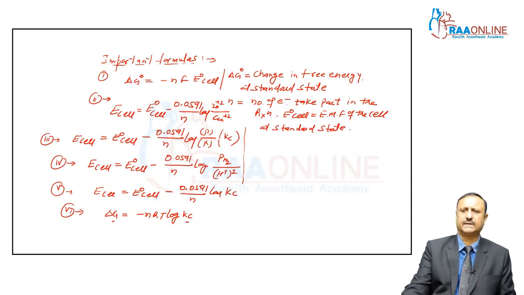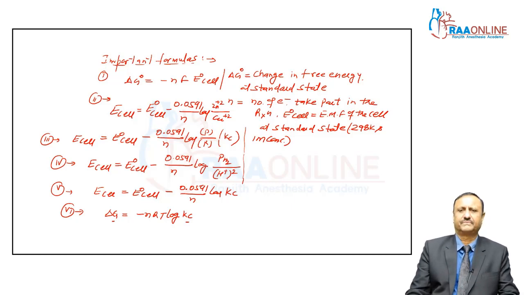And what is the standard state, my dear students? It is 298 Kelvin and 1 molar concentration. So it is called standard state. So, my dear students, you can learn these formulas which are used in your exams. Now, after these 6 formulas which I gave to you, we can take up the previous year questions.